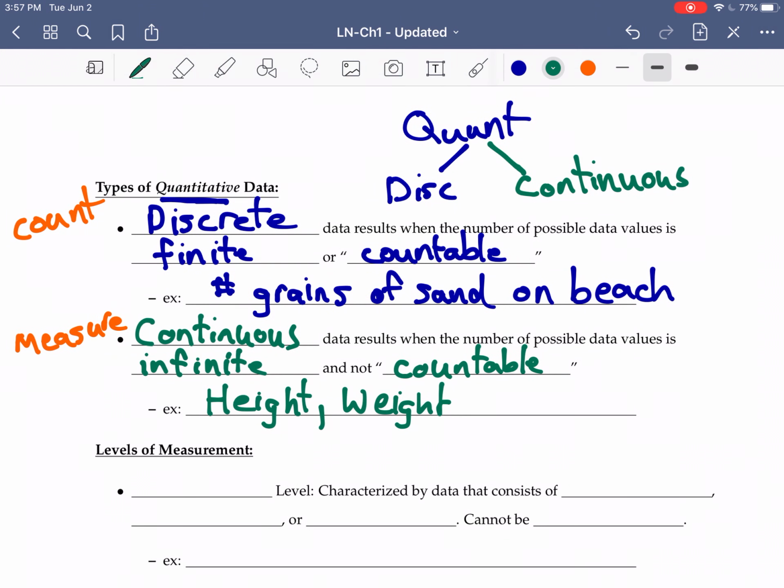So we can take data and separate it into quantitative or qualitative. If it happens to be quantitative, we can separate it a little bit further into either discrete or continuous.